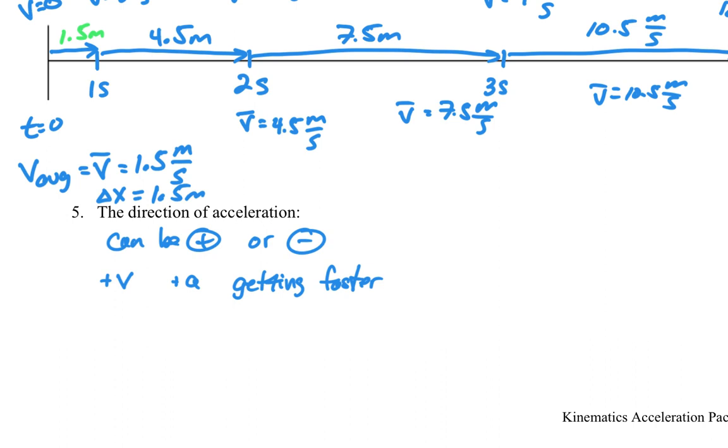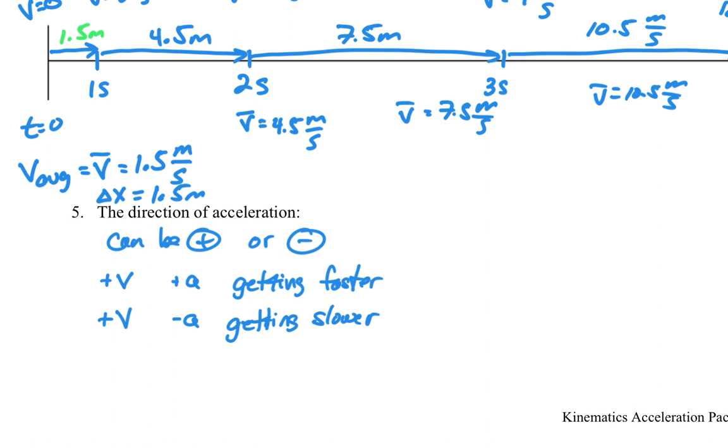Now let's take a look at another situation where we have positive velocity but negative acceleration. In this case, the object is moving in a positive direction, but the string is pulling it backwards. I think you can see why, in this case, the object would certainly be getting slower.